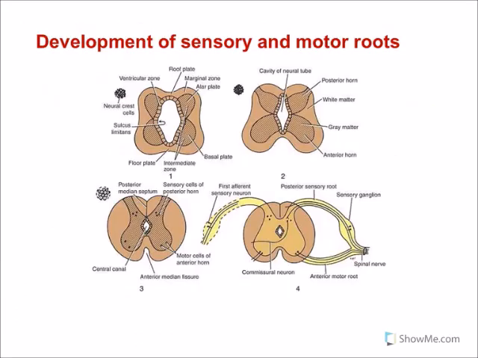Next step, a groove is developed in the cells of the lateral wall of the tube. This groove is called the sulcus limitans. So in this way, a groove is developed inside the lateral wall of the neural tube, and this groove will divide the tube into a dorsal part and a ventral part.